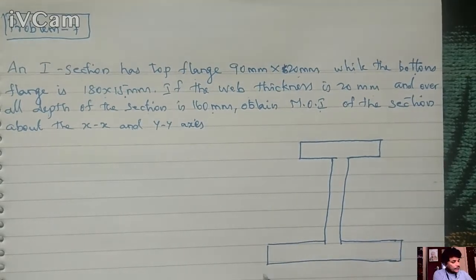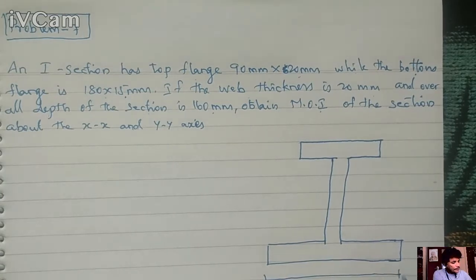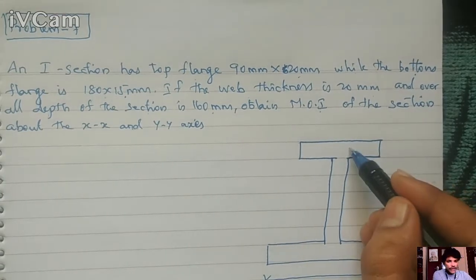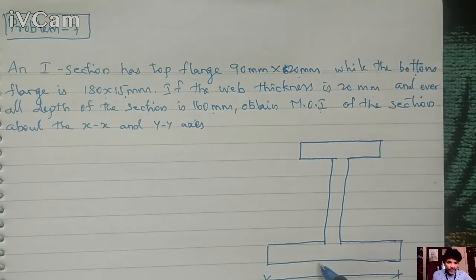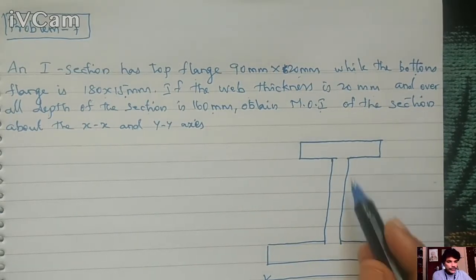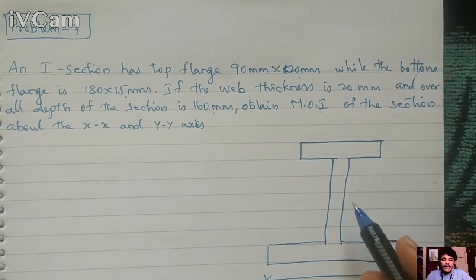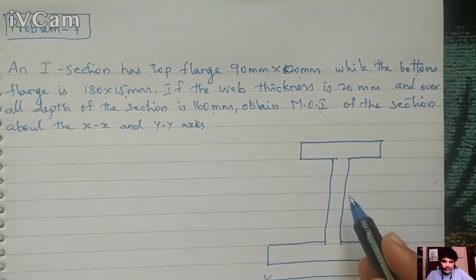Okay, so this is the top flange, this is the bottom flange, and this is the web portion, the vertical portion called the web portion. So this I section is symmetrical about the YY plane and unsymmetrical about the XX plane.